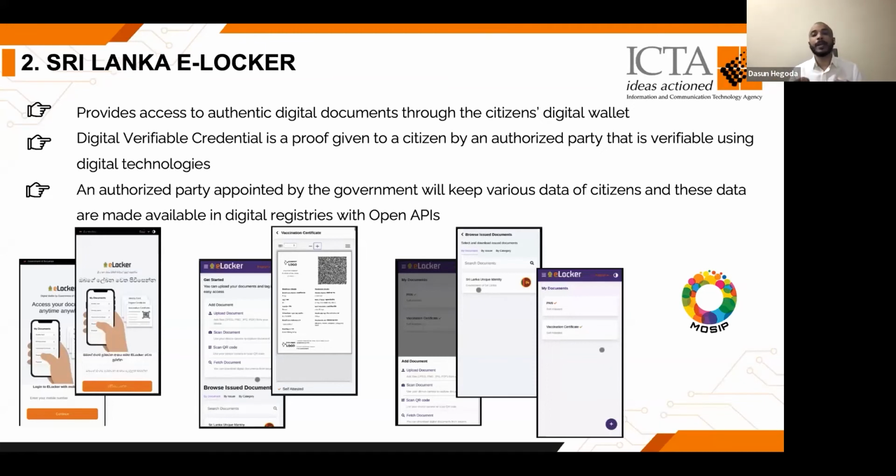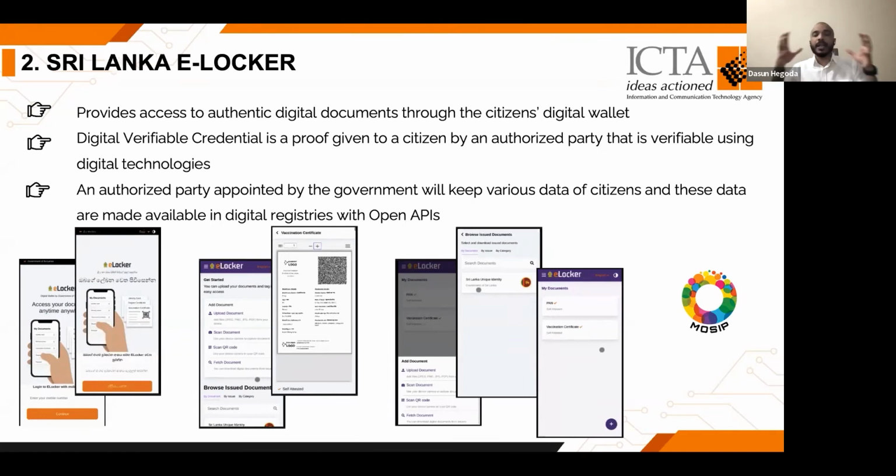For SLUDI, we use MOSIP. MOSIP is a digital public good, just like the Sunbird RC stack. With eLocker, the intention was to provide access to authentic digital documents through the citizen's digital wallet, so a third party can verify the certificate or the credentials. We plan to provide open APIs for the public sector as well as the private sector.